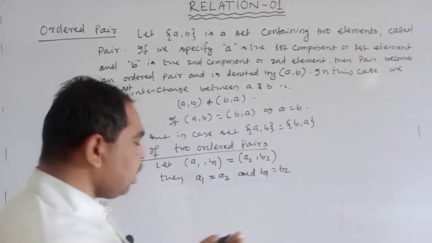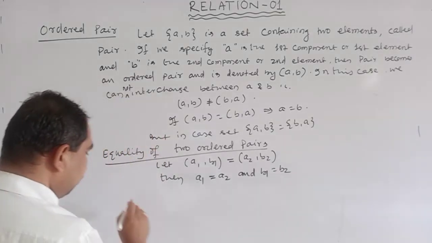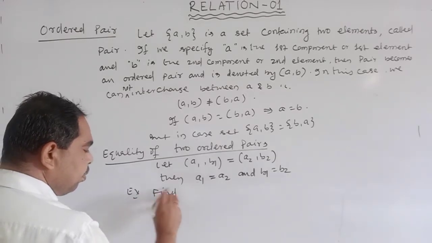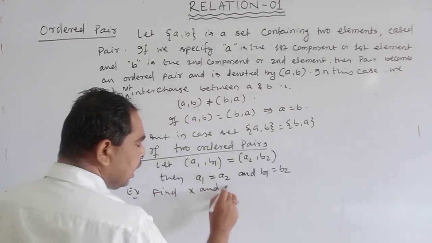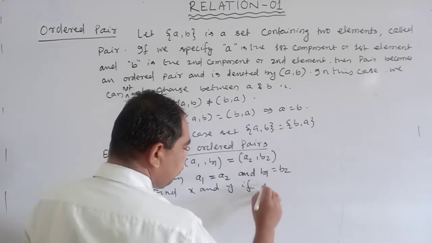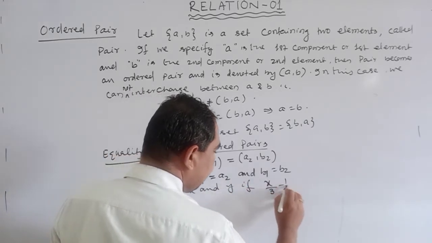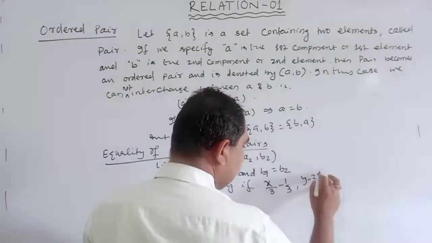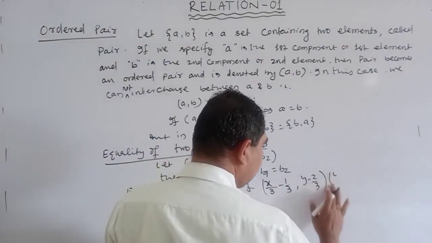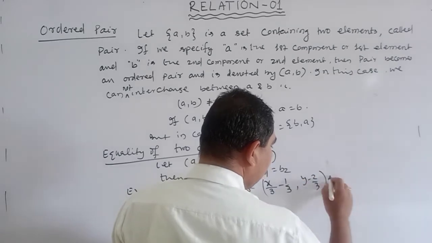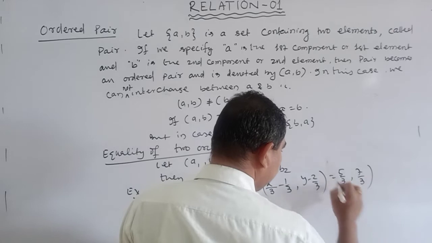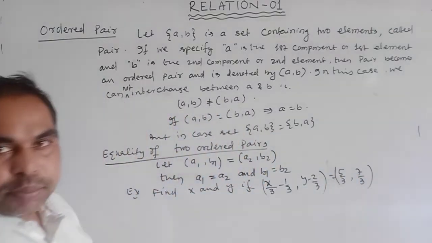Look at an example. Find x and y if (x minus 1 by 3, y minus 2 by 3) is equal to (5 by 3, 7 by 3). Find x and y.